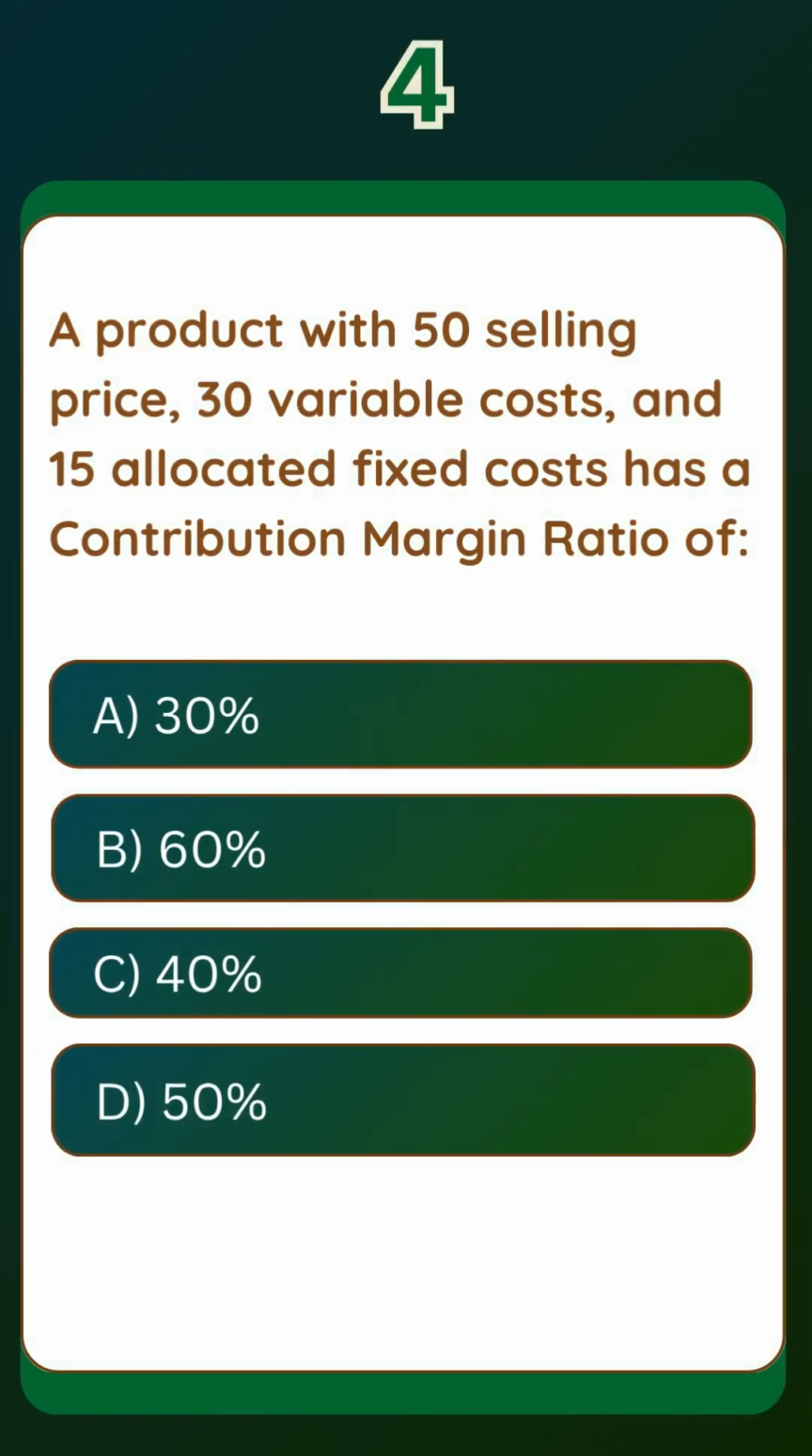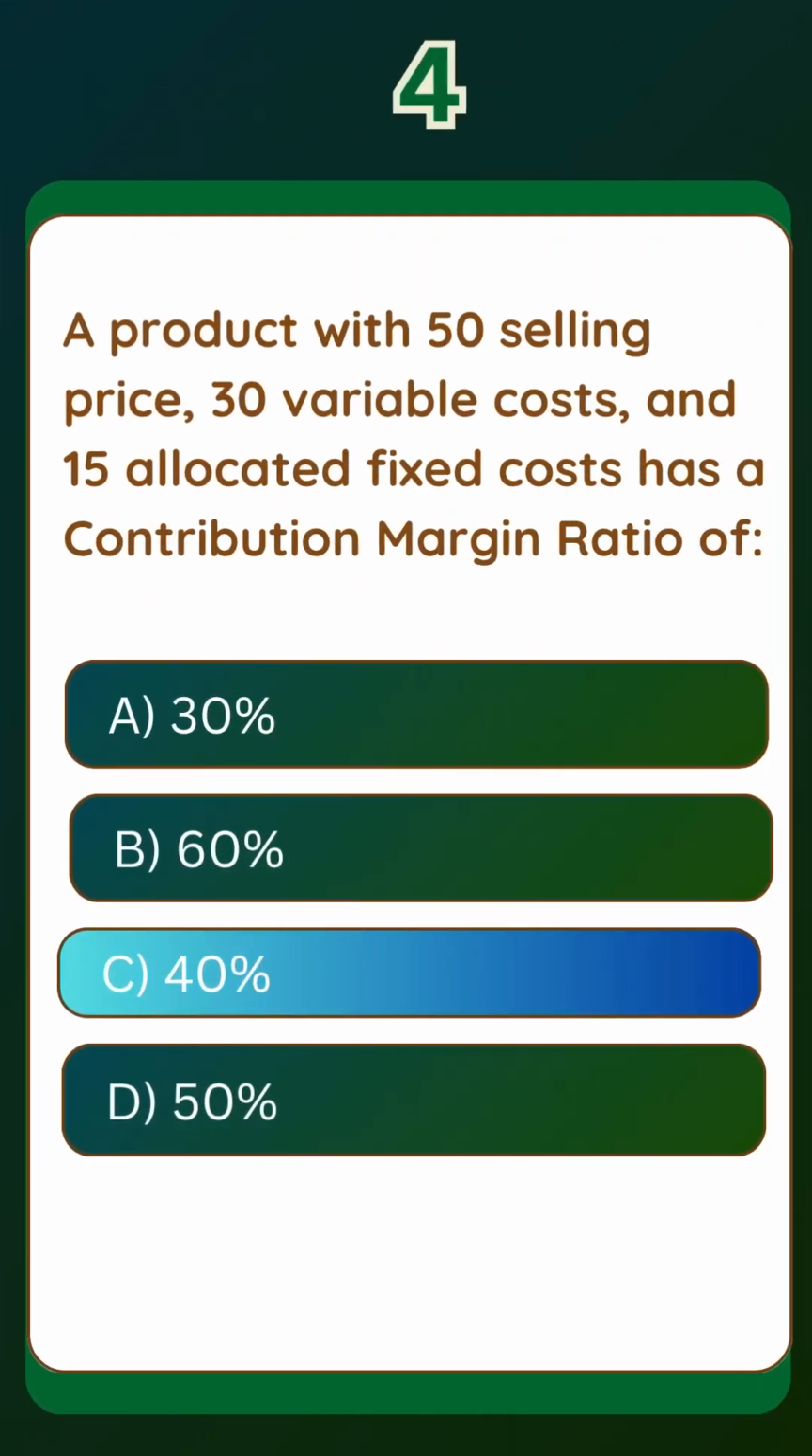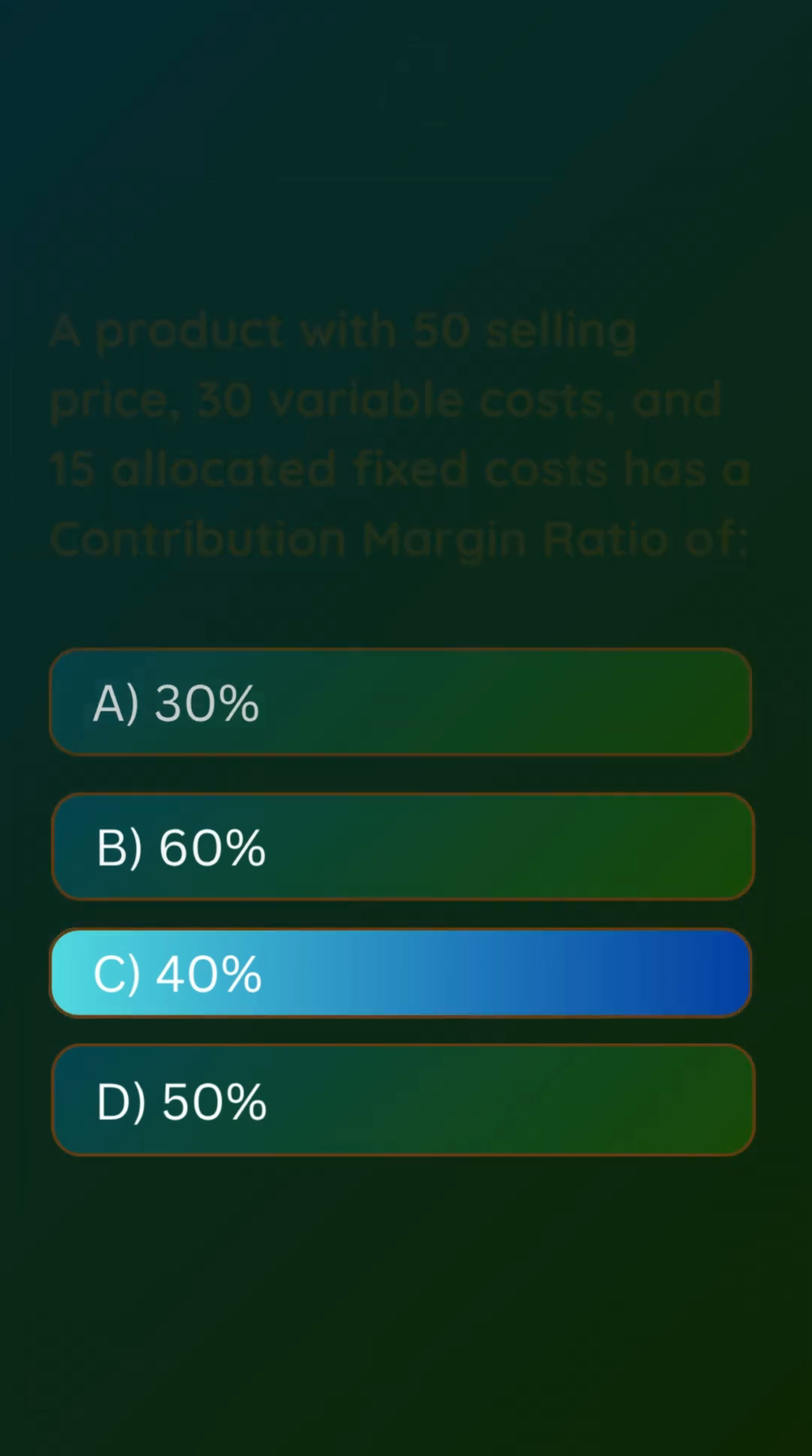Question 4. A product with 50 selling price, 30 variable costs, and 15 allocated fixed costs has a contribution margin ratio of. The correct answer is option C.